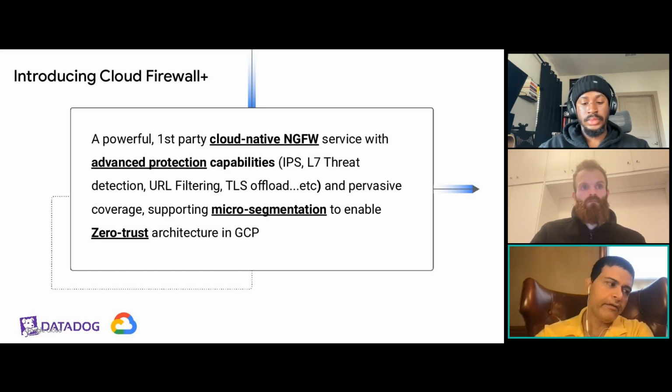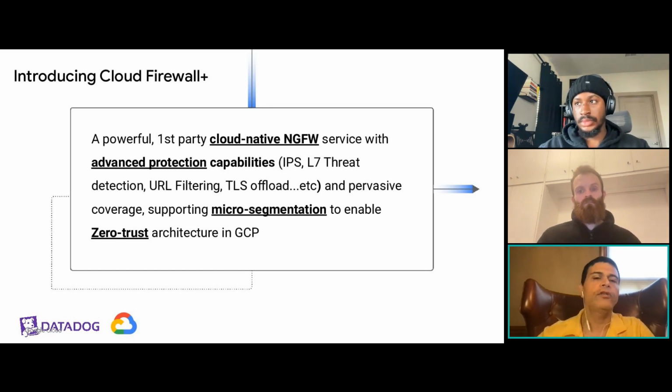So for that very reason, a lot of our customers tend to use a third-party solution, basically a third-party next-generation firewall solution from the major firewall vendors that you all know.